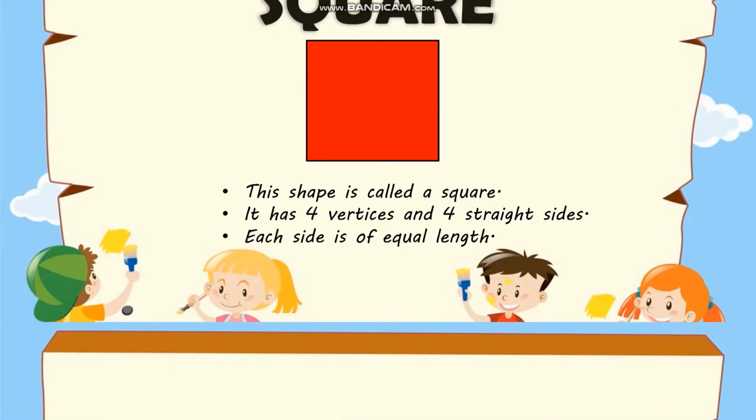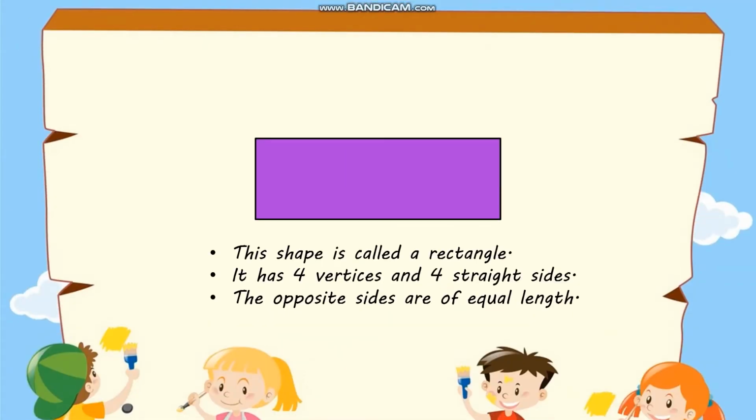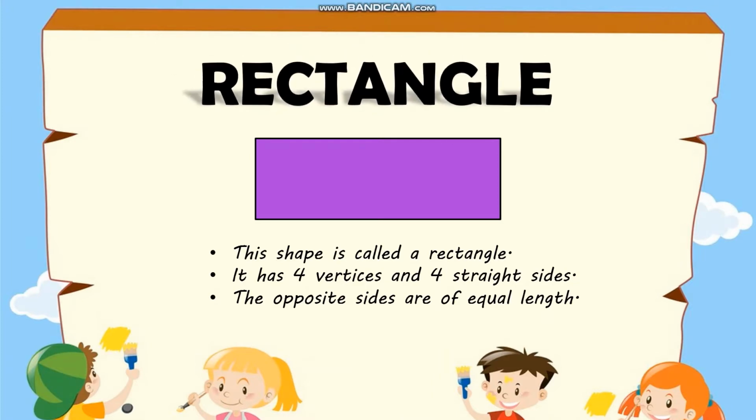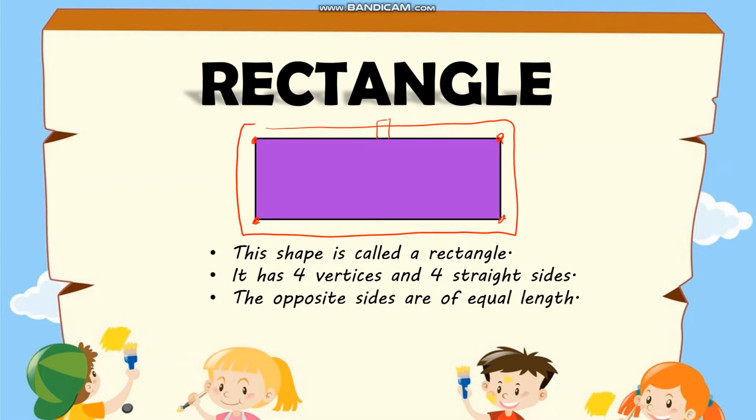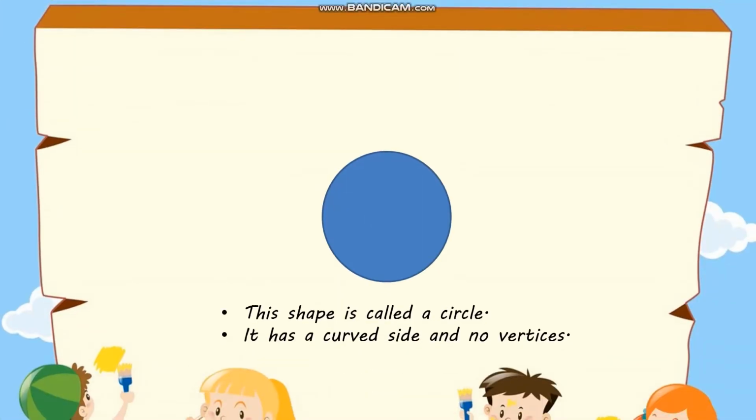Let's go to the second shape. This shape is called a rectangle. It has 4 vertices, 4 straight sides, and the opposite sides are of equal length. So these are the vertices. It has 4, and sides 1, 2, 3, 4. And the opposite sides are equal. This side is equal to this side, and this side is equal to this side. So this is a rectangle. The third shape is a circle. It has a curved side and it has no vertex.